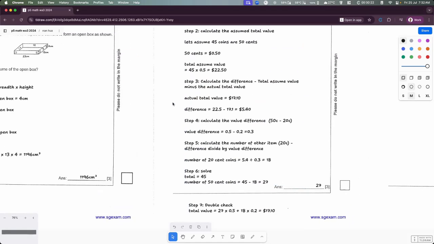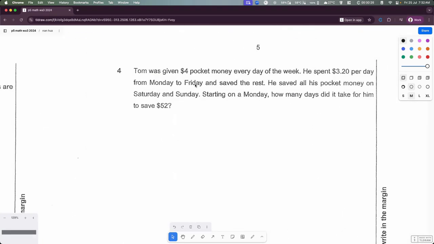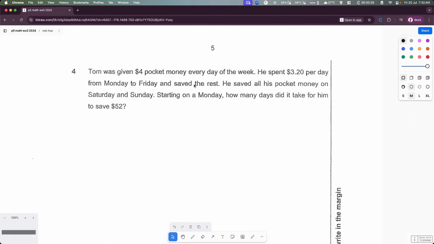Okay, let's move on to the next step, or the last question, question 4. Tom was given $4 pocket money every day of the week. He spent $3.20 per day from Monday to Friday and saved the rest. He saved all his pocket money on Saturday and Sunday. Starting on a Monday, how many days did it take for him to save $52?